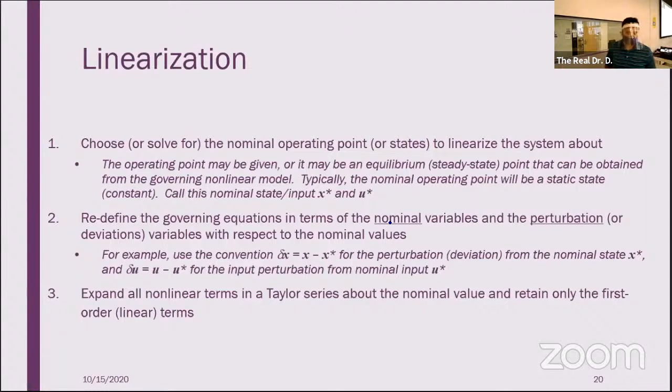In fact, when you look at the Taylor series, the second order term is divided by 2 factorial, the third order term is 1 over 3 factorial, and so on. So they get smaller and smaller as we go. We just tend to ignore anything beyond the first order term.